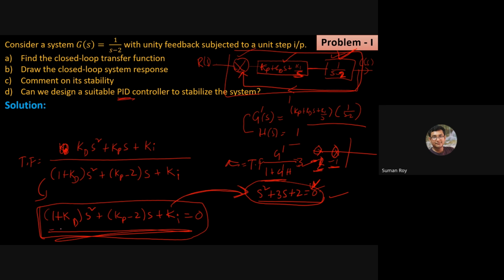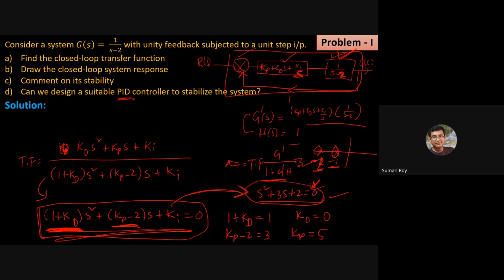So from that, can we calculate anything? Yes, by comparing the coefficients, 1 + KD should be equal to 1. So what is the value of KD? KD equals 0. If you place KD equal to 0, then done. Then KP − 2 should be equal to 3. So what will be the value of KP? Come on, it is 5.